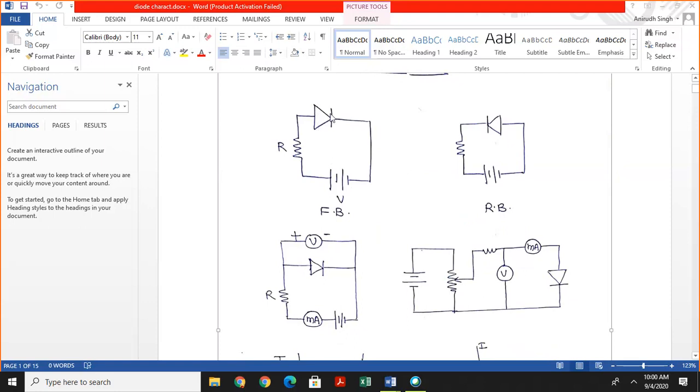This diode is connected to a battery through a current limiting resistance R. The anode is connected to the positive terminal of the battery, and the cathode is connected to the negative terminal of the battery, so this diode is forward biased.